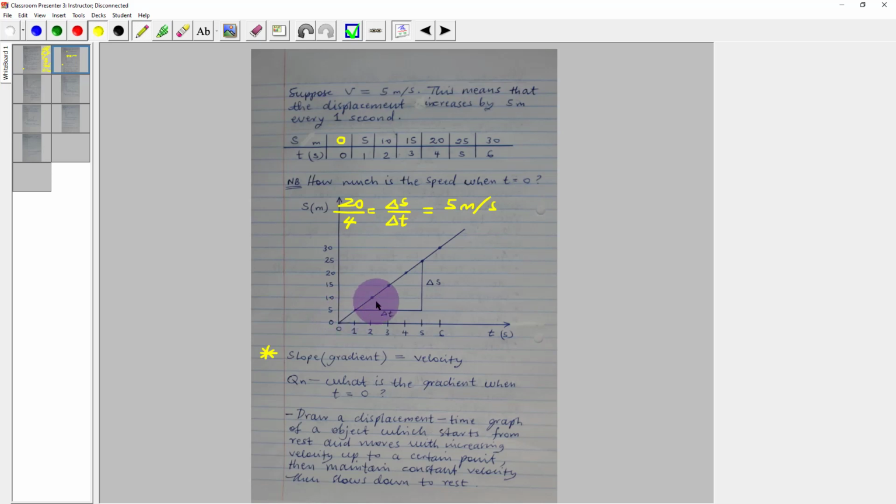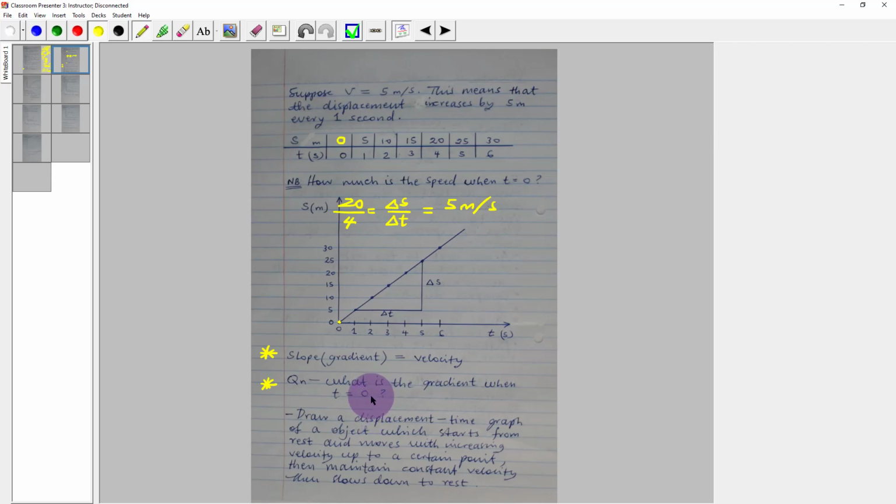Remember, if it is just a straight line and there is no curving, then the velocity of this object is the same throughout because it is given by the gradient. So the gradient at this point is 5 meters per second, and so is at the origin. The gradient is also 5 meters per second. I would consider this as something that is important, and I'd like you to understand that the gradient when t is equals to 0 is not 0. So the object is not starting from rest.